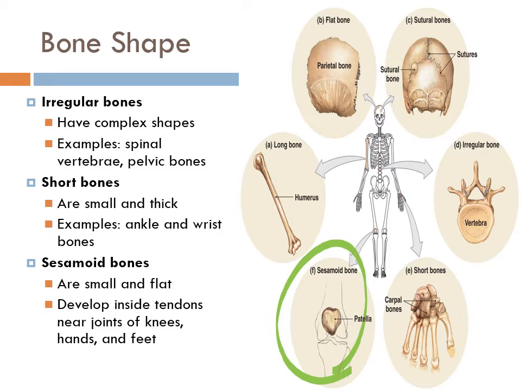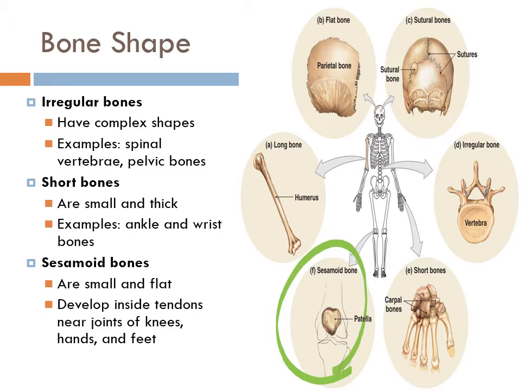But it develops within the quadriceps tendon. You can also develop small sesamoid bones in the tendons of your hands and your feet, and those again are normal variants. So pretty much everybody has a patella, but as far as sesamoid bones in your hands and your feet, some people are going to have them, other people are not, and it doesn't really make that much of a difference.